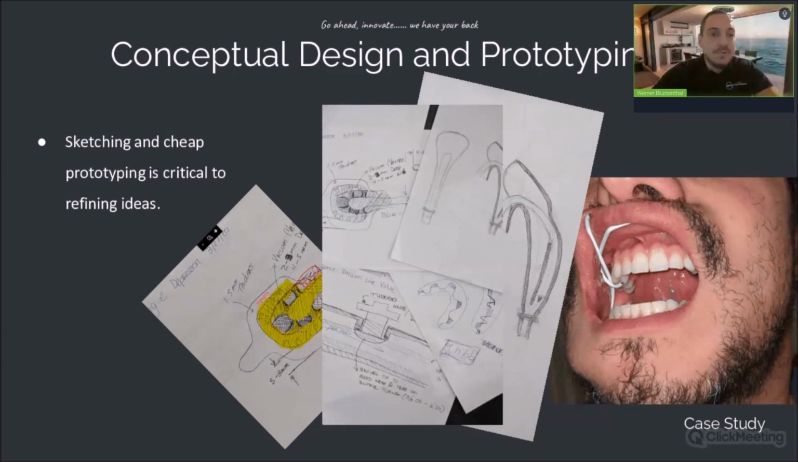So these are some of the initial concepts. This is actually a picture of the doctor right here telling me something that he wanted to kind of hang off the side of the face using the buccal area, and he wanted it to kind of hold itself in place. It had to be lightweight. We started doing some sketches.